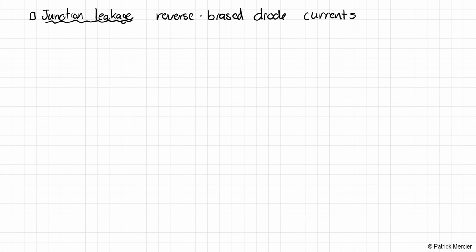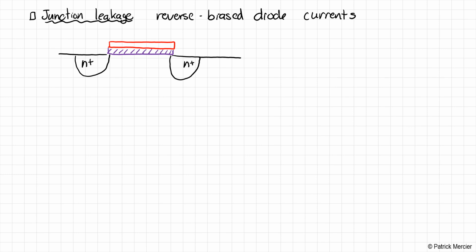Okay, so to understand this, let's again draw a cross section of our MOSFET. Use a few different colors here. So that's our gate. Here's our gate dielectric. This is our source and drain regions here. Let's draw an NMOS transistor. So this is an N plus region, N plus. P substrate over here.